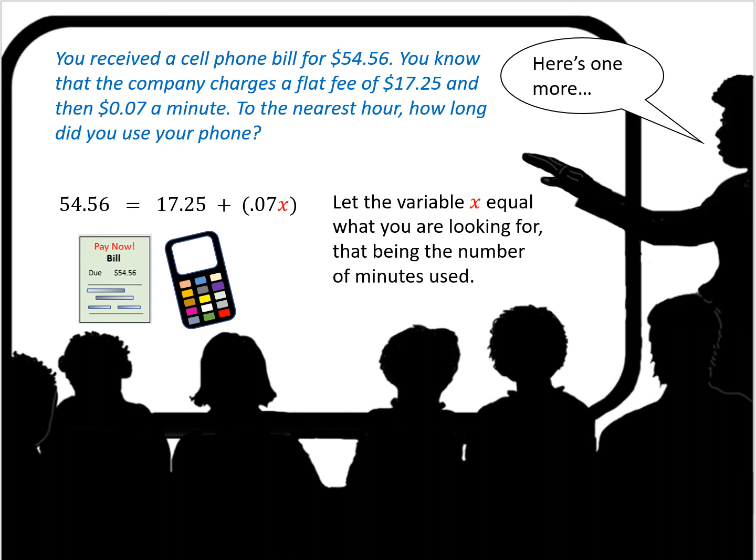Well, let's let the variable x equal what we're looking for, which is the number of minutes used. So we have our bill, $54.56, as our total, and we know we have a flat fee of $17.25, and we're going to add that to the 7 cents per minute.